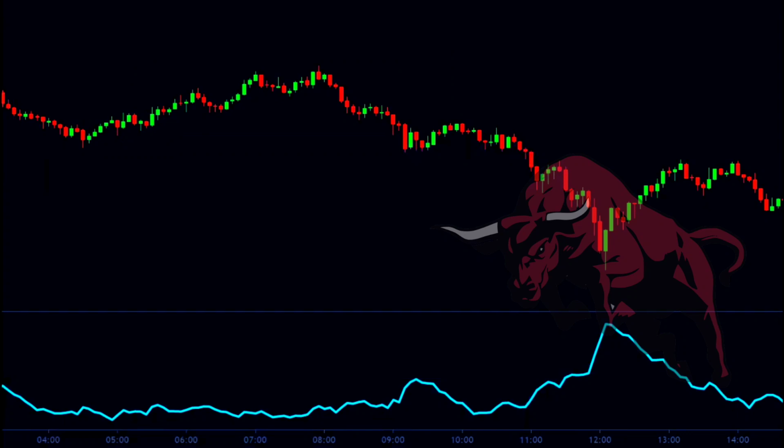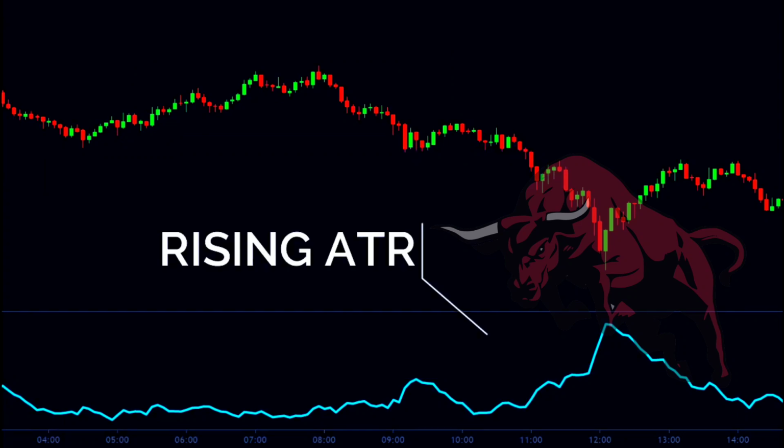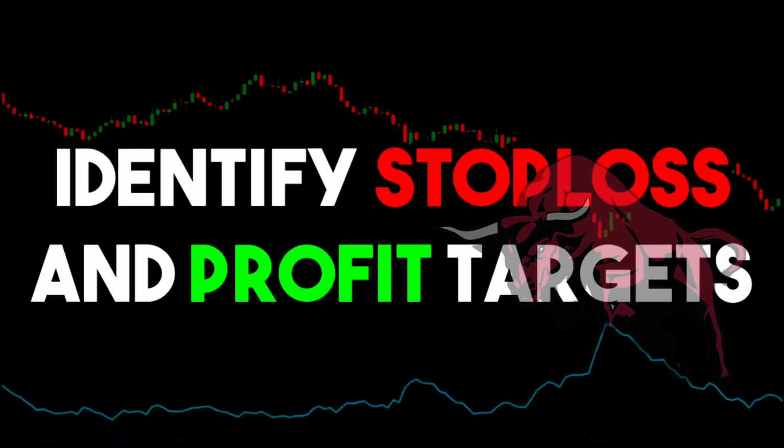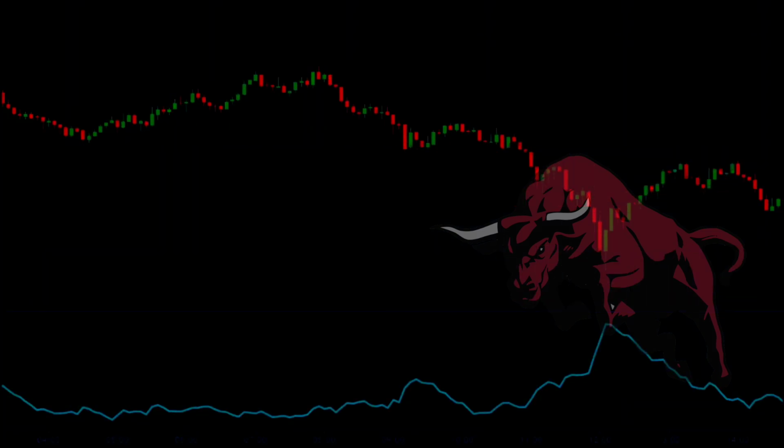Hence, whenever we enter a trade, we want to make sure that the ATR values are going up. That way, we can say that the momentum is rising. And a rising momentum can help us in achieving profits. Another way of using the ATR indicator is to identify stop loss and profit targets.